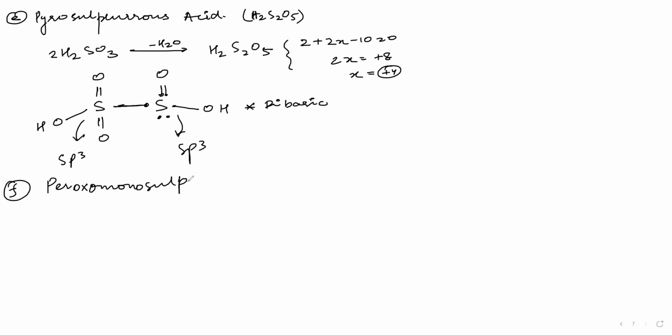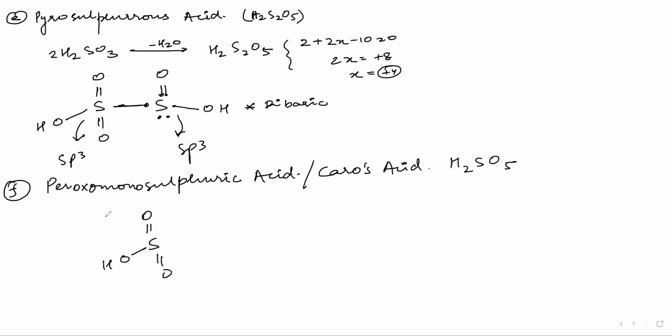For oxo monosulfuric acid, also known as Caro's acid, the formula here is H2SO5. Now here we have sulfur, then we have hydrogens. Double bond O, make one OH. And this is peroxo. So this is the peroxy linkage.